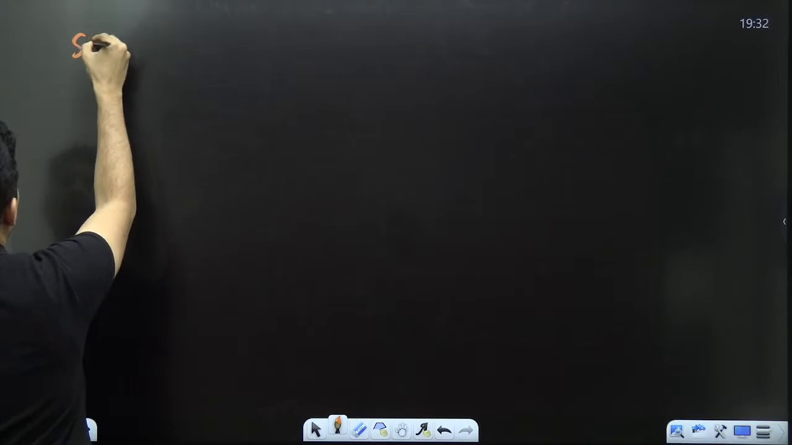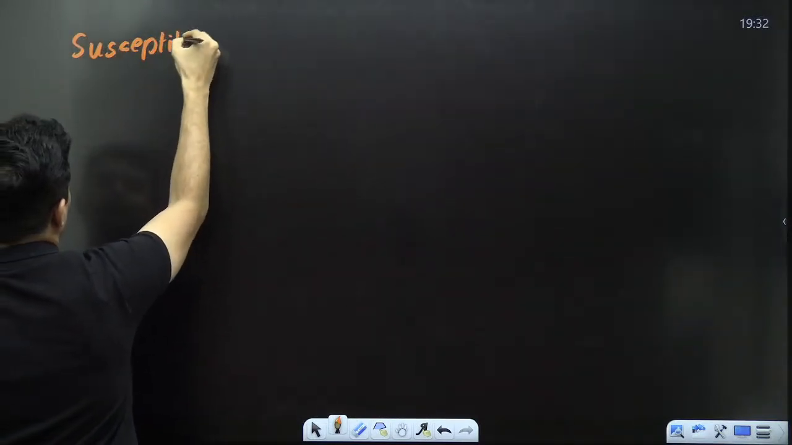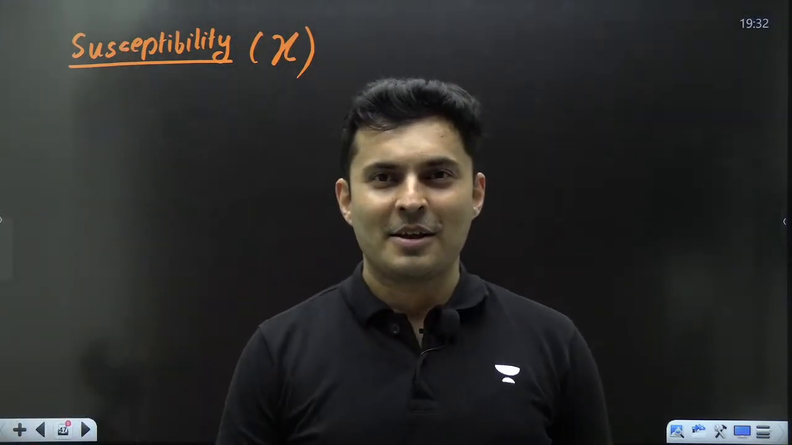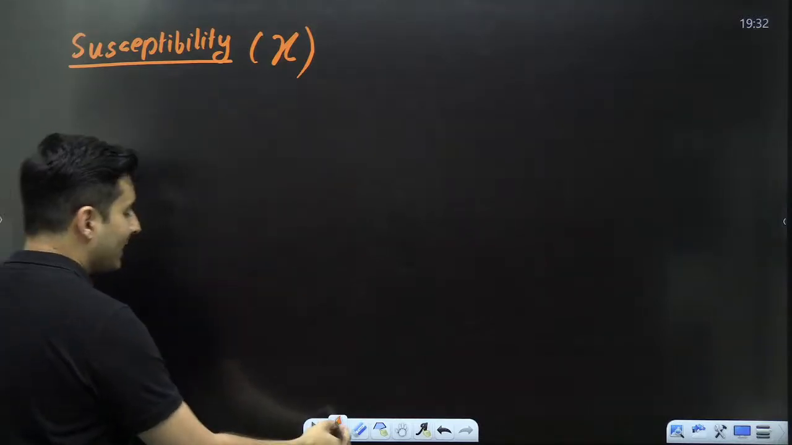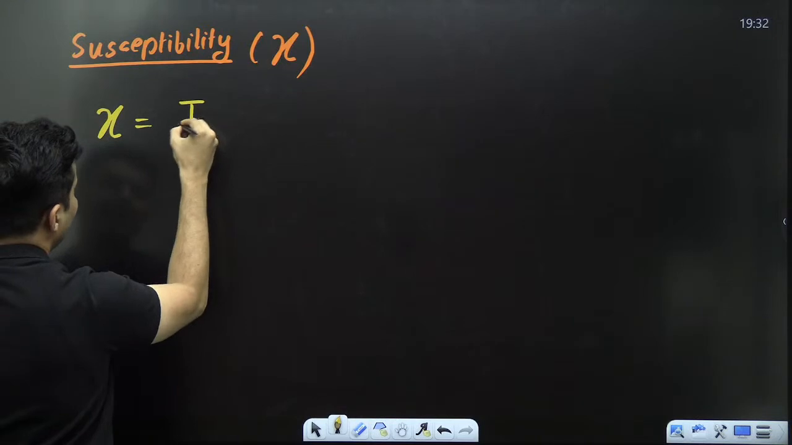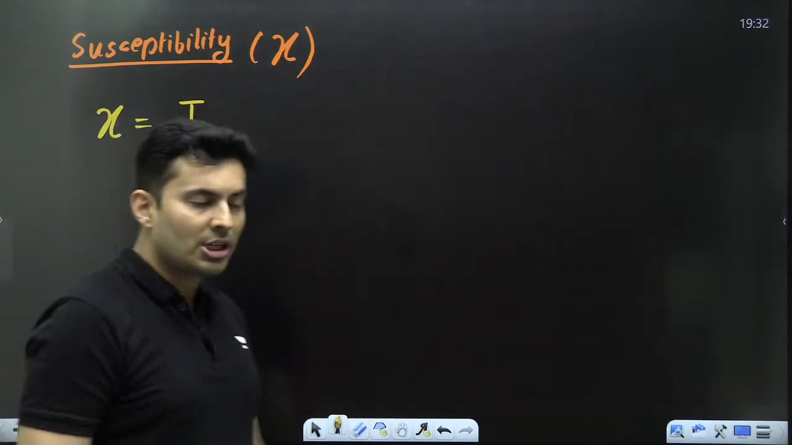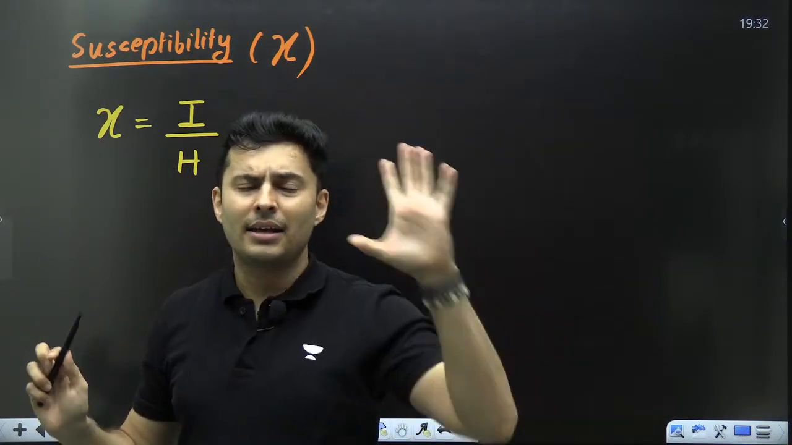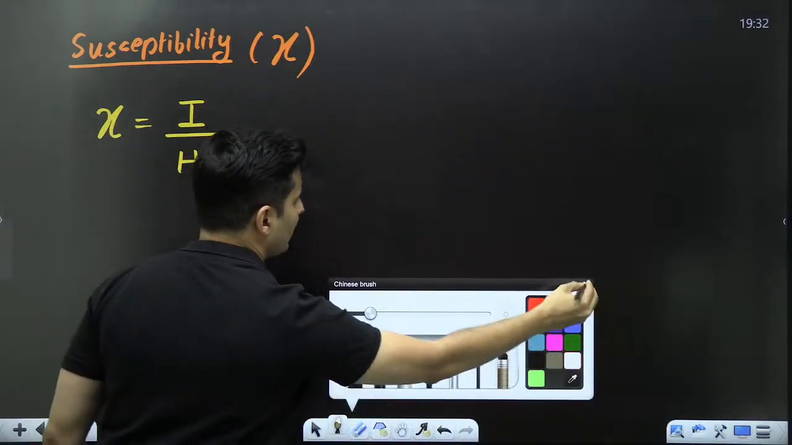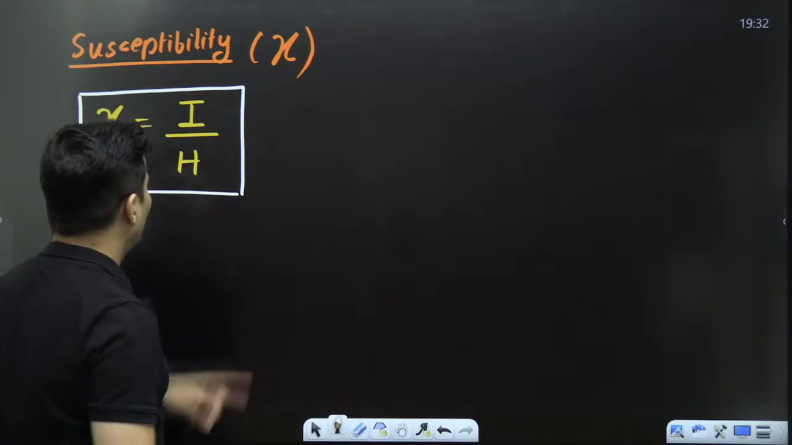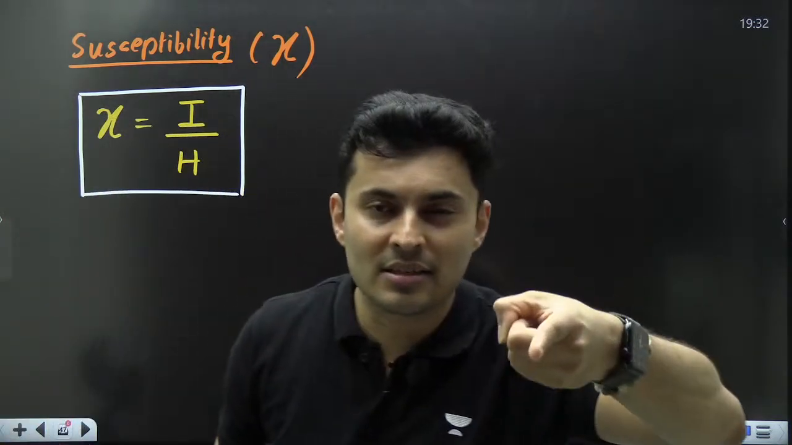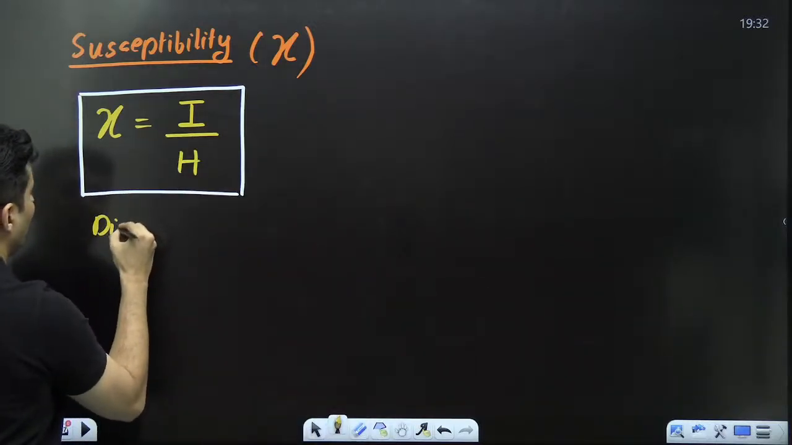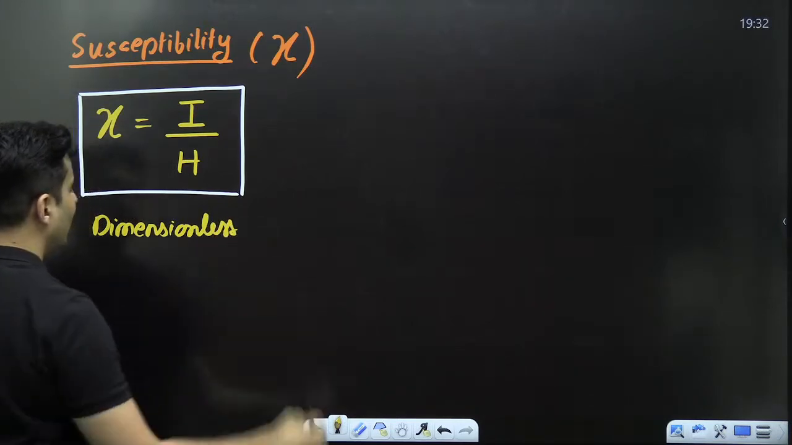Next one is susceptibility. The symbol for that is this chi in Greek. The formula for susceptibility is just dividing I by H. Chi equals I by H. Just remember this phrase, chi I H. That's all. If you remember this formula, you can easily write the susceptibility formula over here. Now, do you remember that I and H both had the same units? So numerator and denominator units will cancel. If the units cancel, it becomes a dimensionless, unitless quantity. Keep that in mind.